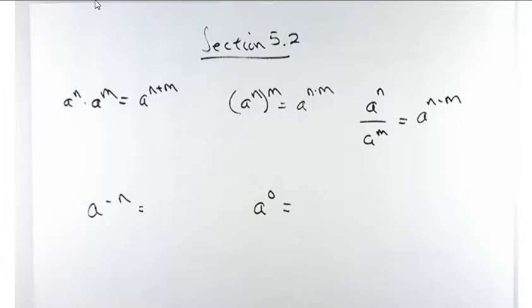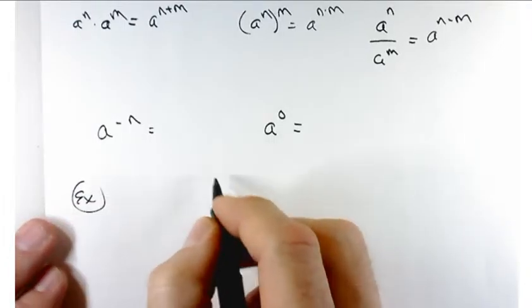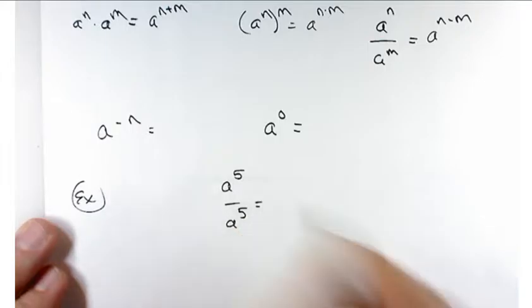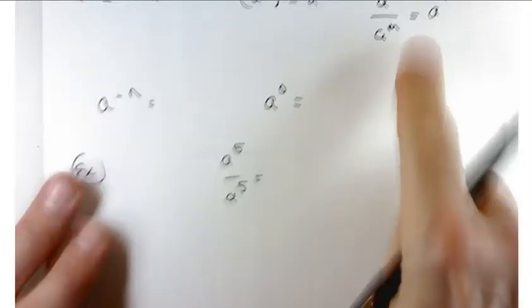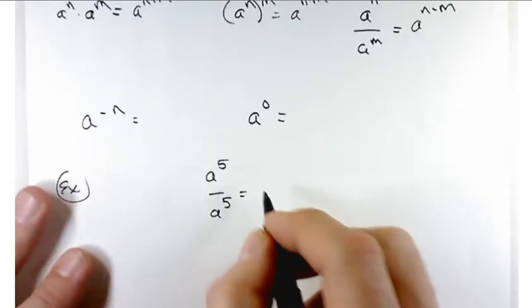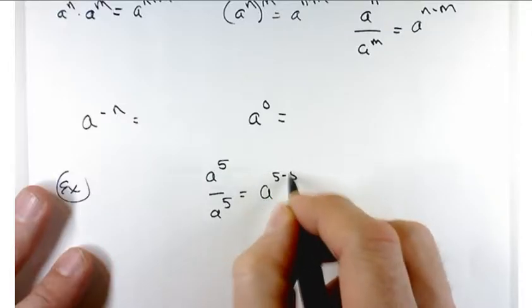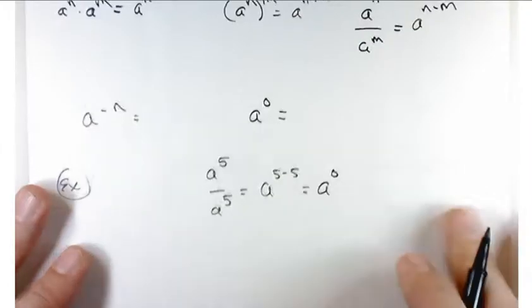Starting with a to the 0, I'm going to see if we can try and convince ourselves of what something to the 0 power looks like. Let's do it this way. Let's start out with this, a to the 5th over a to the 5th. And what I'm going to do is use my quotient rule on this. That is this one over here. When I have something divided by something else, I subtract their exponents. So 5 minus 5 gives me a to the 0.